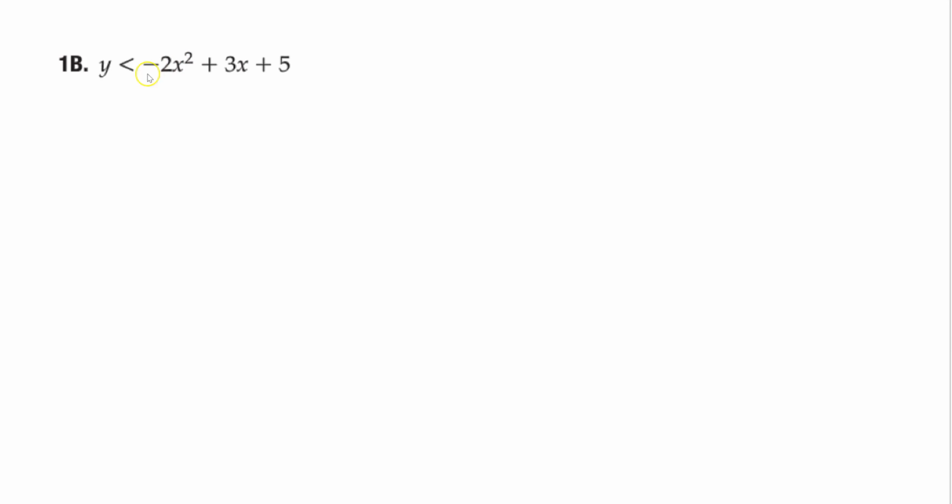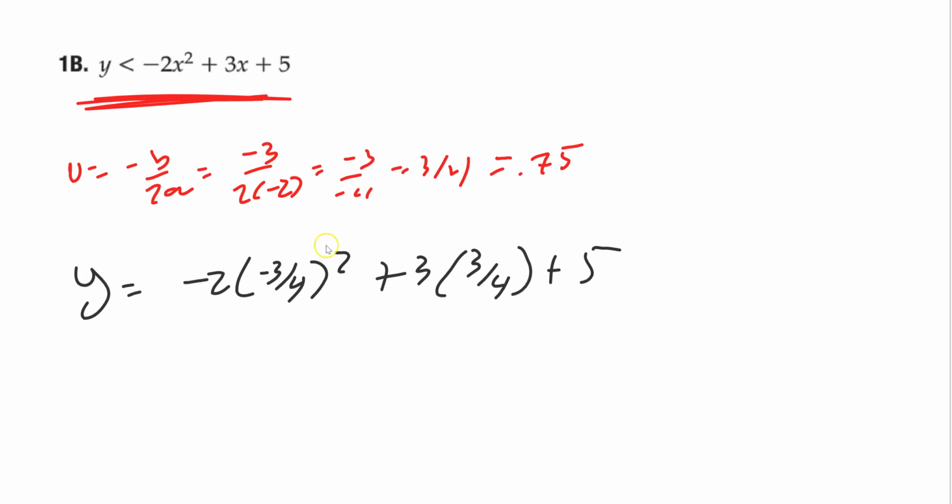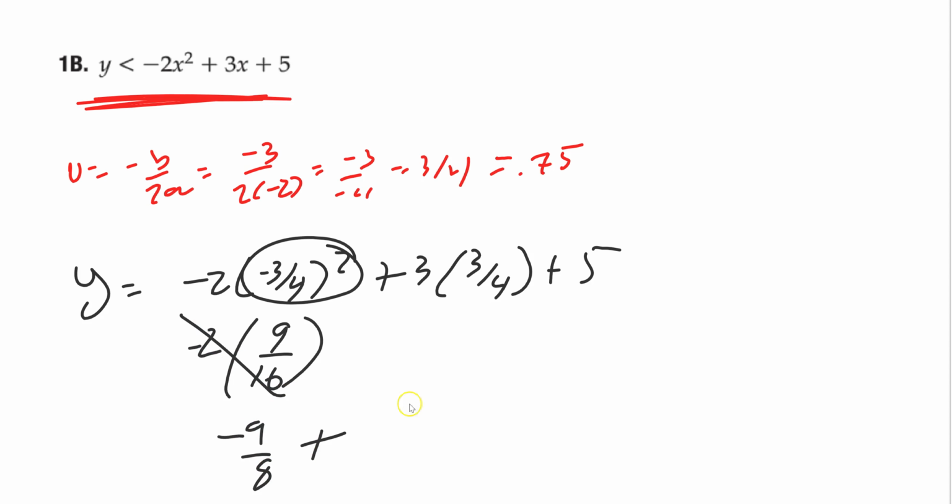Now let's talk about this one. If I was going to do this one, the vertex would be disgusting. I'd get negative 3 over negative 4. I get 3/4. Oof, I don't want to deal with 3/4. But we do a little work. We have to find the y value, so you plug it in. Square it, so that's going to be 9 over 16 times negative 2. This reduces, I get negative 9 over 8 plus 9 over 4 plus 5.